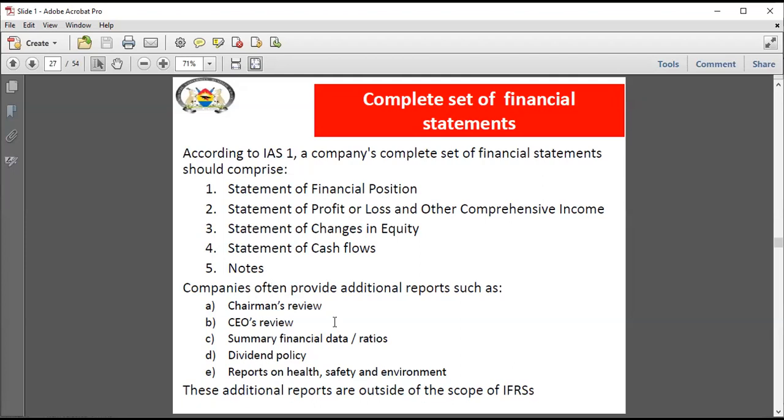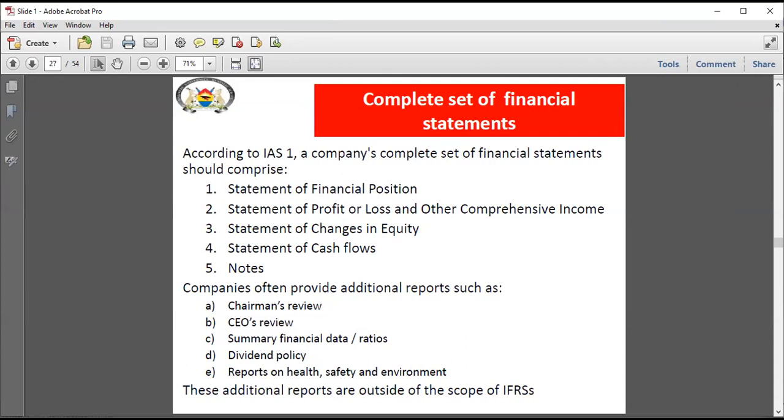Some of you might have seen financial reports for companies where they go ahead to add maybe a chairman's review, audit reports, a CEO's review, a summary of the financial information, the dividend policy, and reports on health and safety and environment, and so on. But these are basically additional reports that really matter to the organization. This is very common with listed companies. When you look at their financial reports, you will not only see the P&L, the statement of changes in equity, and the financial information, but there is always information from other parties as well. You get it?